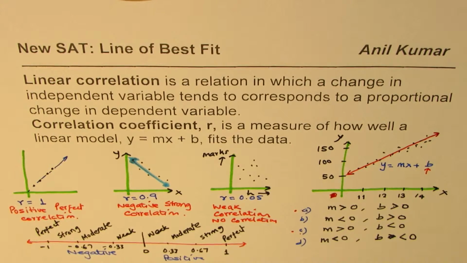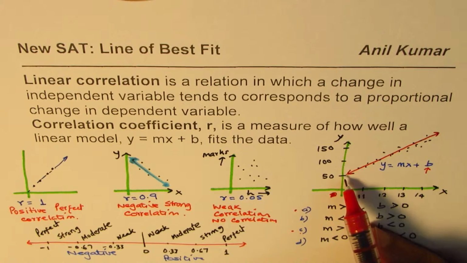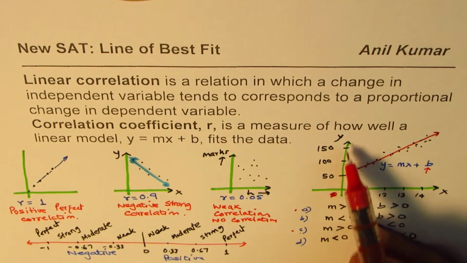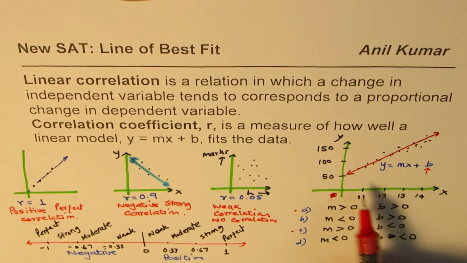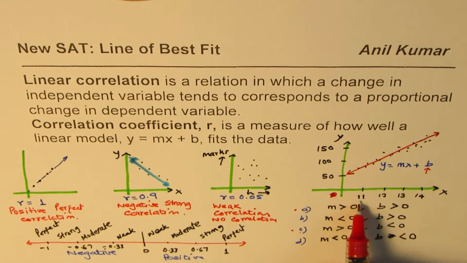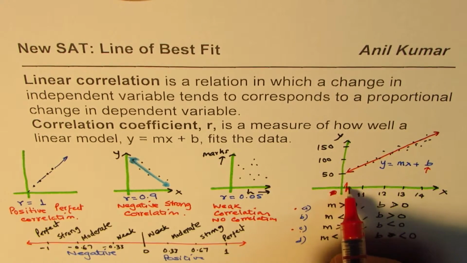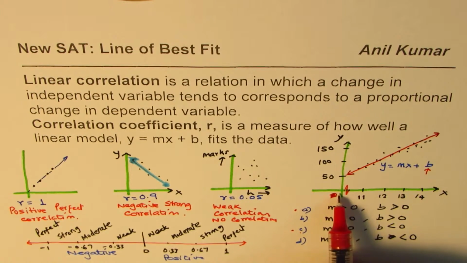Y-intercept. Now the tricky part here is, if you see the line as such, it may seem as if the line intersects at 50, which is more than 0, right? Higher than the x-axis, positive y-intercept. So you may be tempted to provide A as the correct answer. However, if you observe along the x-axis, the scale is kind of with a break here. We have 11, 12, 13, 14. This is not indeed 0, right?